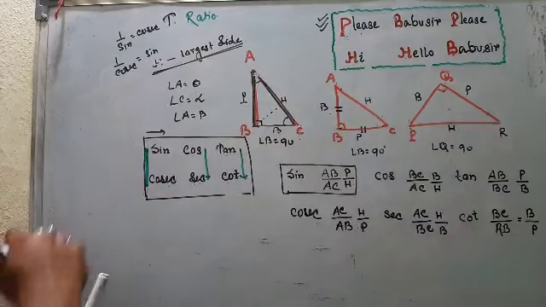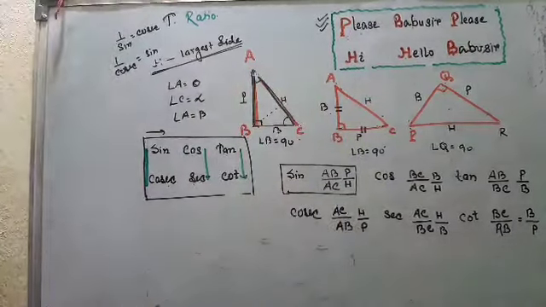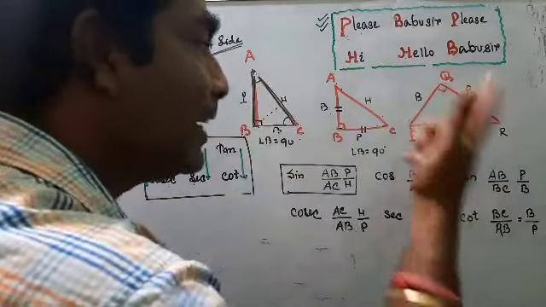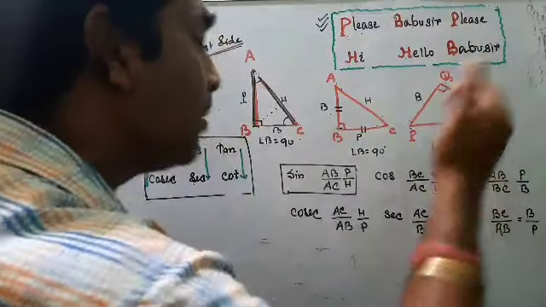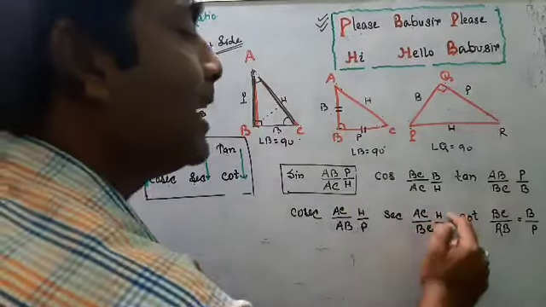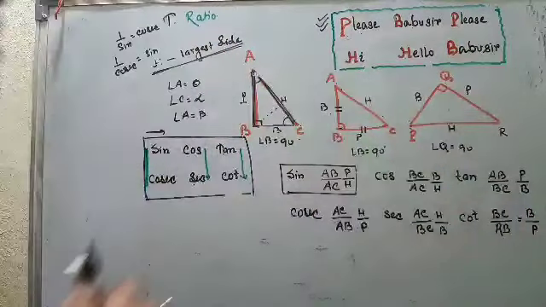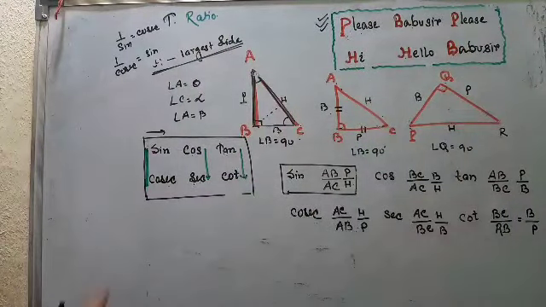Now, how do I remember that sine means P by H, cos means B by H, tan means P by B, cosec means H by P, sec means H by B, cot means B by P? How do I remember? So I have a trick, that's why I tell you. What do you do?